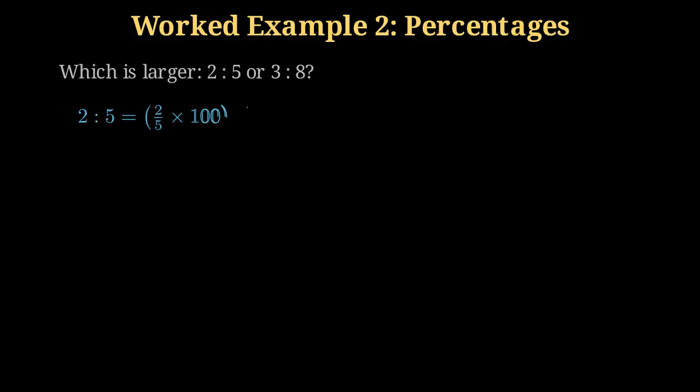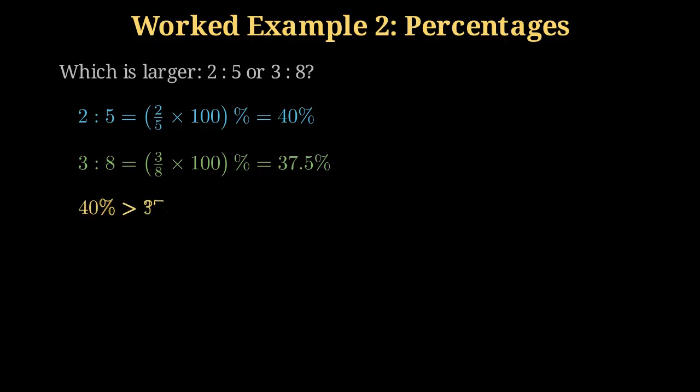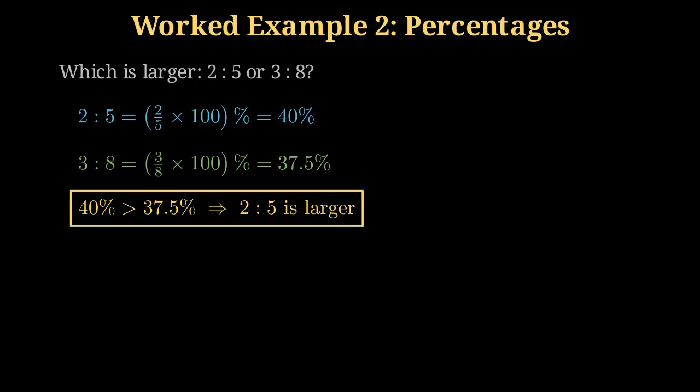Worked example 2, the percentage method. Which ratio is larger, 2 to 5 or 3 to 8? A percentage is just a fraction of 100, so if we turn both ratios into percentages, they instantly share the same denominator. 2 to 5, take 2/5 and multiply by 100. 2/5 of 100 is 40, so 40%. 3 to 8, 3/8 times 100. 300 divided by 8 is 37.5%. 40% is more than 37.5%, so 2 to 5 is the larger ratio. 2 to 5 wins. Percentages are especially handy when the denominators are awkward. 100 levels the playing field for every ratio.